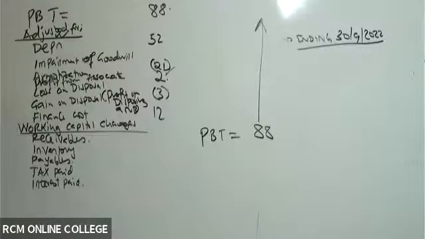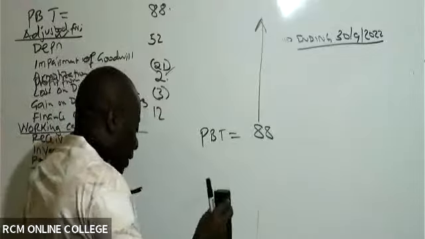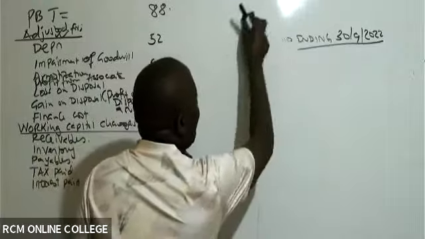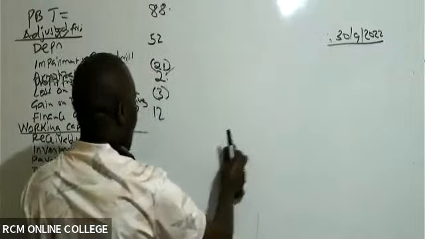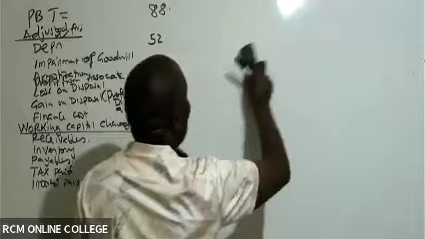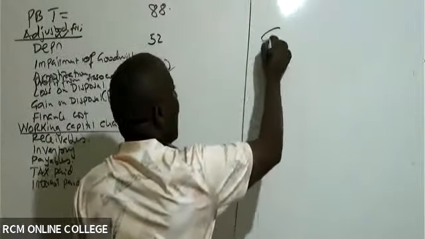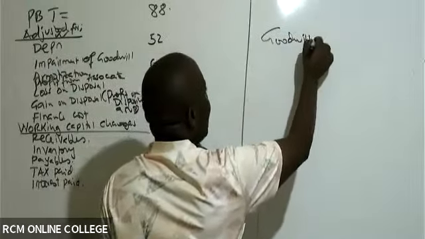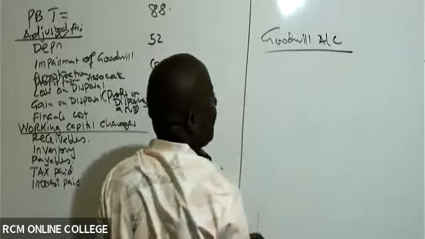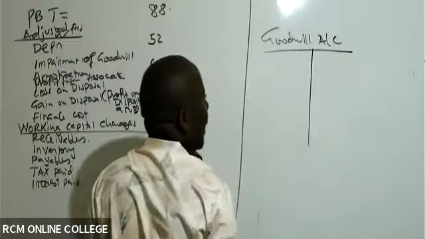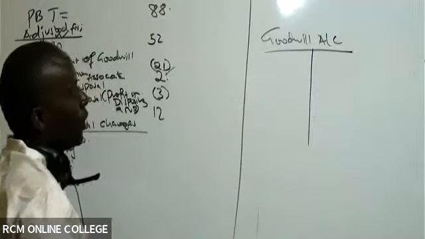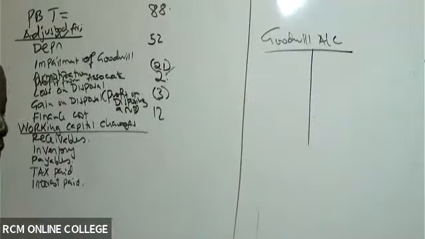From there, we shall be able to go to impairment of goodwill. For impairment of goodwill, you track the goodwill account. So if you wish, you can do the T accounts, but of course, as you get used to this, you shall avoid T accounts.